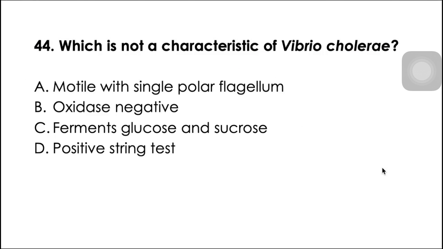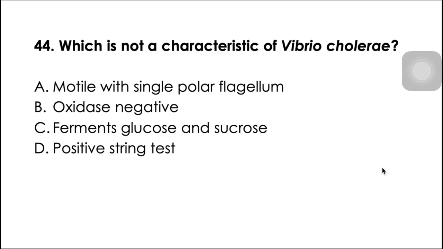Next, number 44, which is not a characteristic of Vibrio cholerae. A, motile with single polar flagellum. That's correct, right? Okay. Letter B, oxidase negative. Letter C, ferment glucose and sucrose. Or letter D, positive string test. So, motile with single polar flagellum, yes, darting motility. So, that is correct. Is the positive string test correct? That is also correct, no?